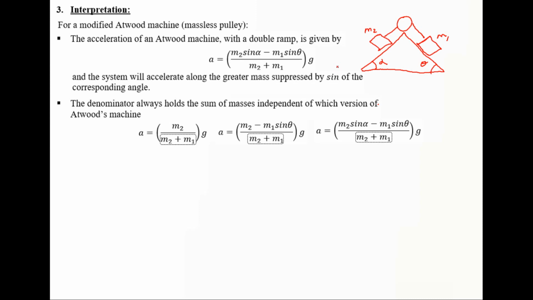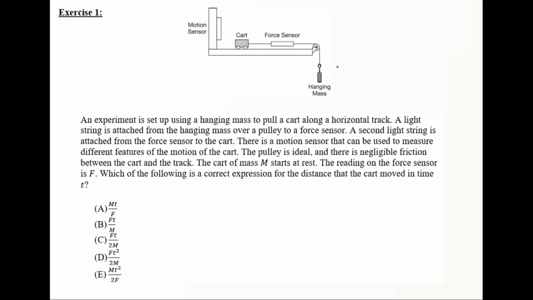So we're done with that. Now let's start with the exercises. An experiment is set up using a hanging mass to pull a cart along a horizontal track. A light string is attached from the hanging mass over a pulley to a force sensor. A second light string is attached from the force sensor to the cart.